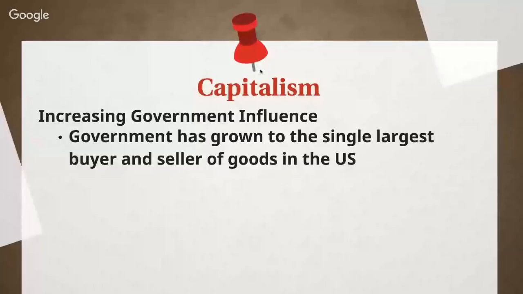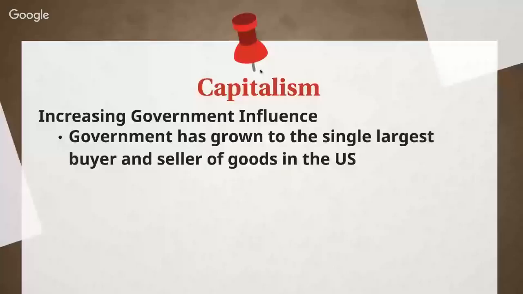So the government has to buy and sell certain items. The government buys oil from companies, and they also sell oil to other countries. They buy metal, and they sell guns to rebels fighting in the Syrian war, right? Things like that. So the government, because of the influence of oil, has been the single largest seller.